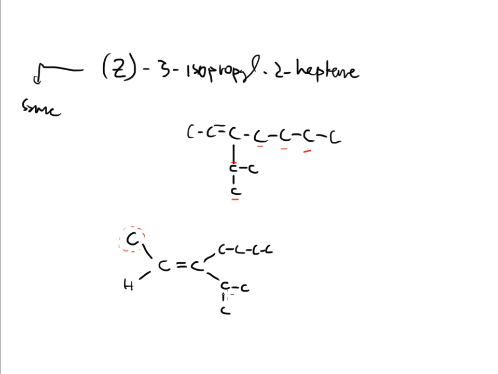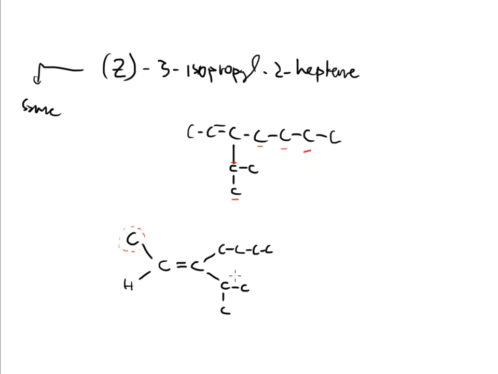So this will give me the highest priority groups, both pointed to the top in this example, and that will give me Z. Folks, here's the other story I don't want you to forget. If you drew the carbon down at the bottom, and you drew the butyl group also down at the bottom, they're still on the same side, aren't they? So that would still be the Z form, and that is still a correct answer. I've just kind of flipped the molecule around. That's all that I've done.